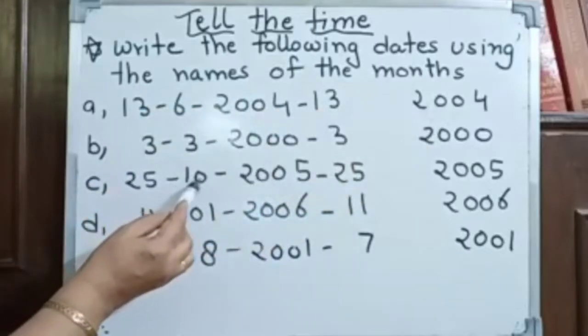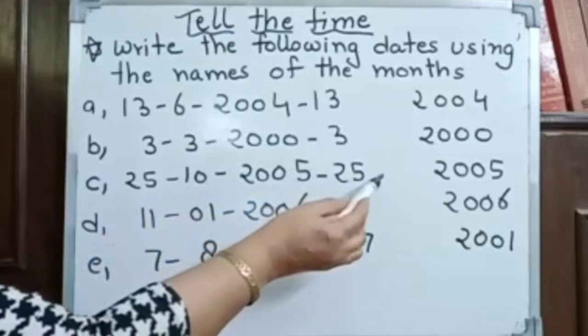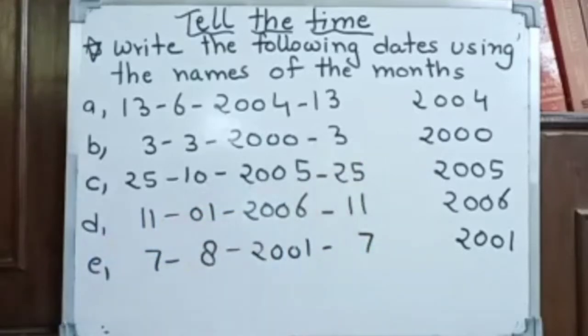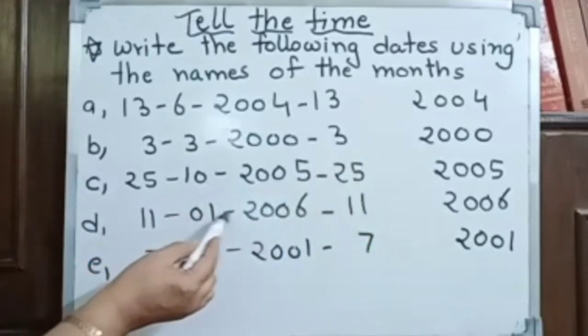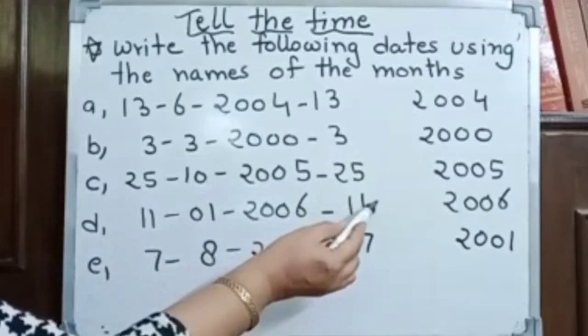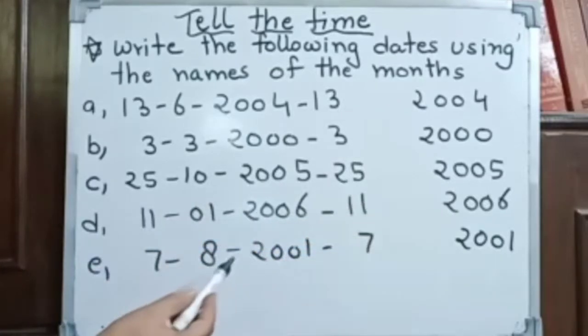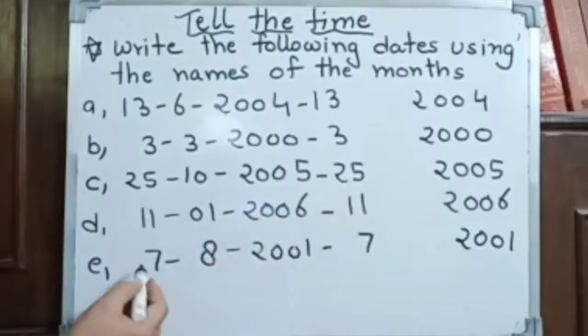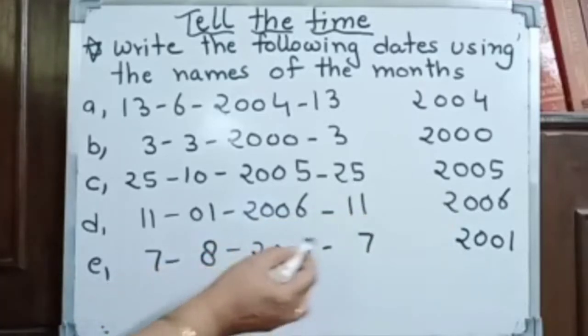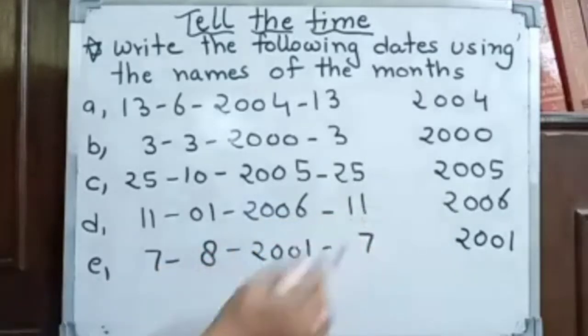Then 25/10/2005. 25, leave the space and write 2005. Then 11/1/2006. 11, leave the space for the month and then 2006. Then 7/8/2001, write 7 here, leave the space.